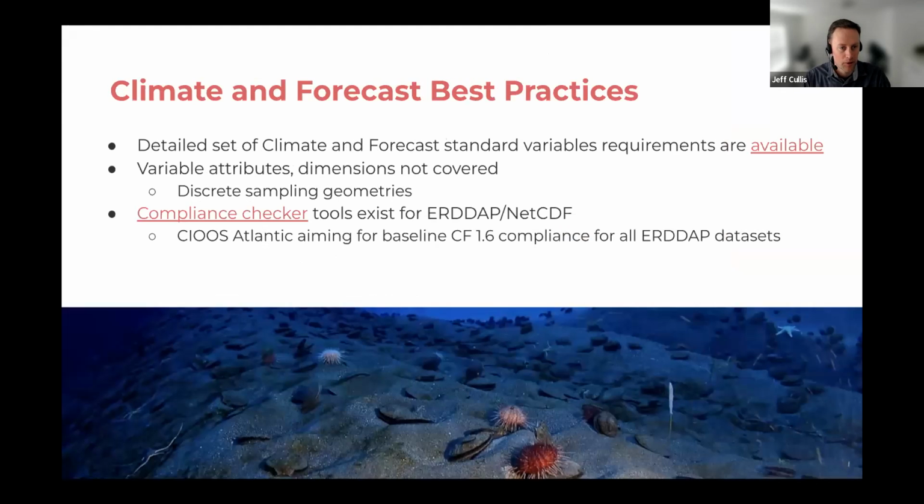Couple more details about climate and forecast. There's quite a range of specifications. There's links if people are interested in going into more detail and everything that's required. There are many attributes and dimensions for variables that I didn't cover, discrete sampling geometries and things like that. So there's quite a bit of detail if you want to dig into it, but I think the essentials are just the variable names and units, and we can work through more sophisticated examples with you if needed.